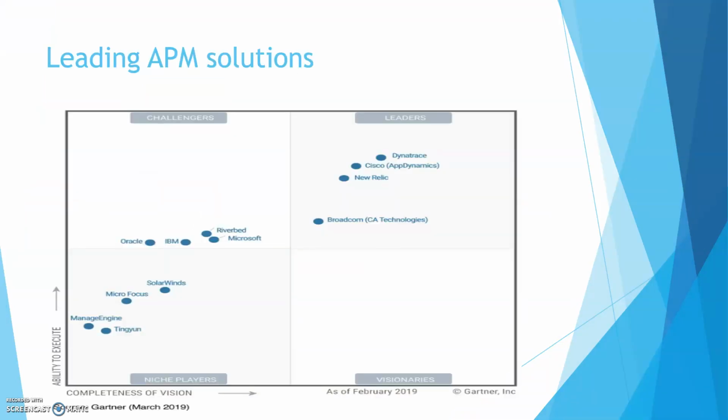Just to give you an idea about market leading APM solutions, here is a study of Gartner for 2019. It says that Dynatrace is leading the market, followed by AppDynamics, then New Relic.